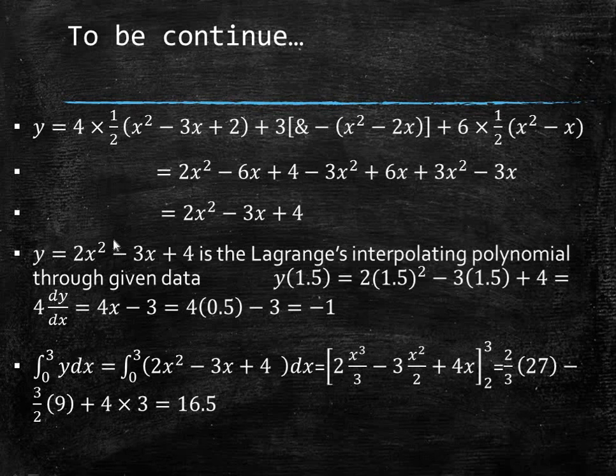And again we have to calculate the integration. Integration 0 to 3 of y dx is equal to, the value of y is 2x square minus 3x plus 4. Apply the integration on the whole bracket. So we get 2 times x cubed by 3 minus 3 times x square by 2 plus 4x, and the limits are 2 to 3. Now after putting the limits, we get the answer 16.5. So that is the problem on the Lagrange's interpolating polynomial.